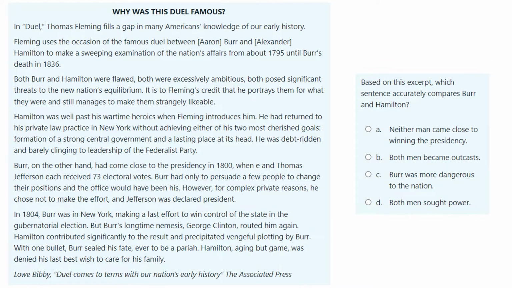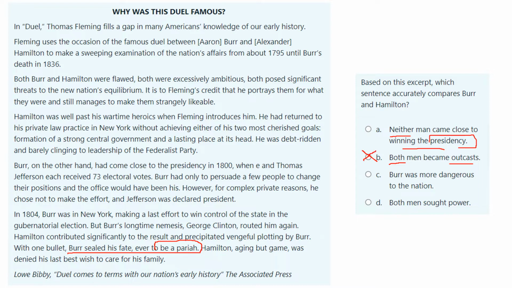Number 2, based on this excerpt, which sentence accurately compares Burr and Hamilton? A: Neither man came close to winning the presidency. So is it that they both wanted to be president, but neither was close? B: Both men became outcasts. Well, it does say that Burr became a pariah, an outcast. It does not say that Hamilton became an outcast. Burr became the outcast because he killed Hamilton. So possibly B is not going to be correct.